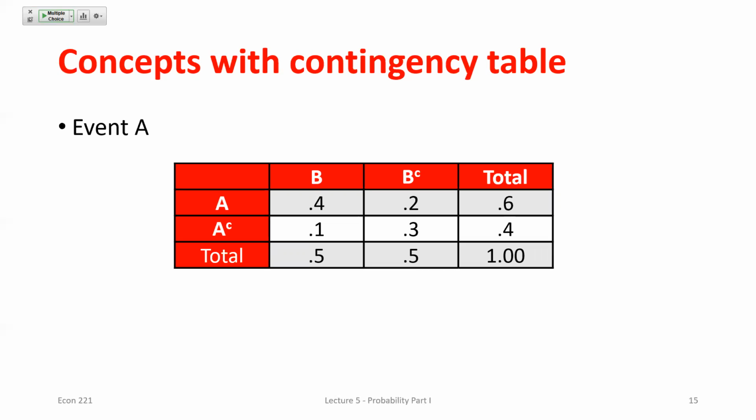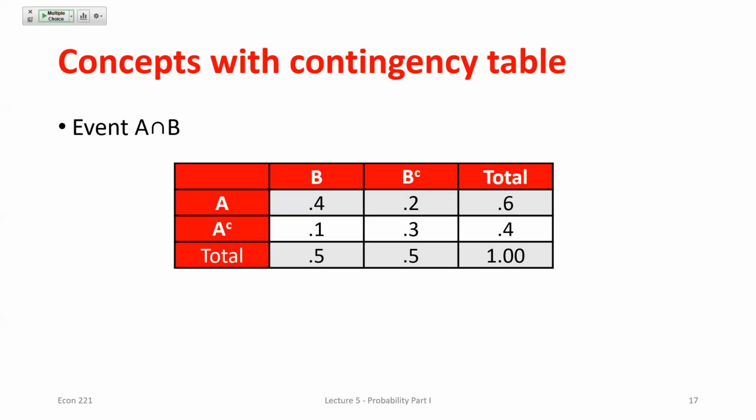The way that I determine the probability of A occurring is I go over to these totals. These totals represent the probability of the row and column heading. The probability that B occurs is 0.5, probability B complement occurs is 0.5, probability A occurs is 0.6, and the probability that A complement occurs is 0.4. So those totals represent the probabilities of the events themselves, on the row and the column headings.